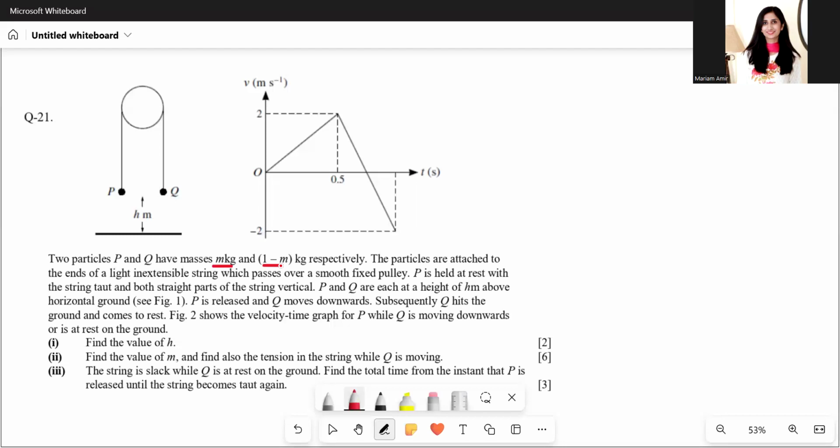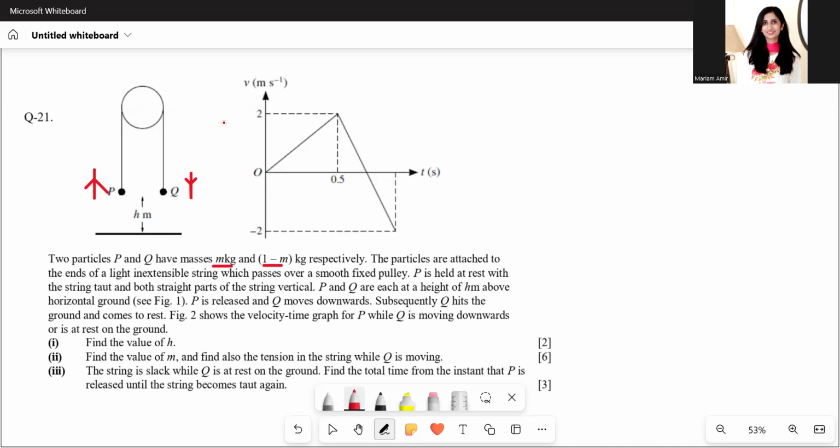P is released and Q moves downwards. Okay, so Q moves downwards. That means P moves upwards. Subsequently, Q hits the ground and comes to rest. Figure 2 shows the velocity time graph for P while Q is moving downwards or Q is at rest. Find the value of H.